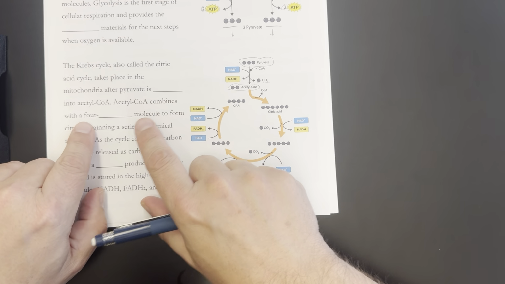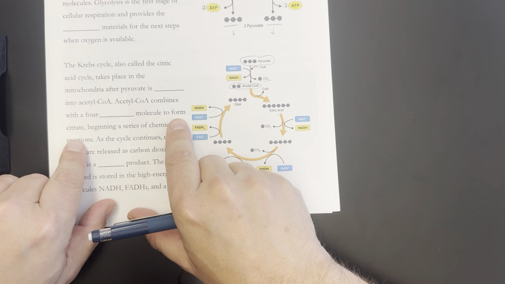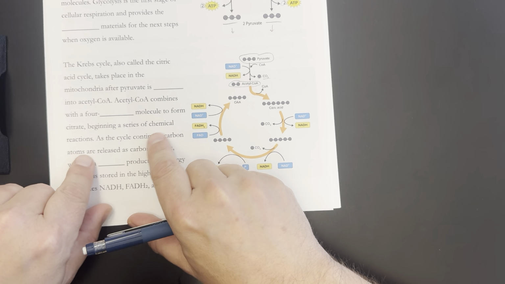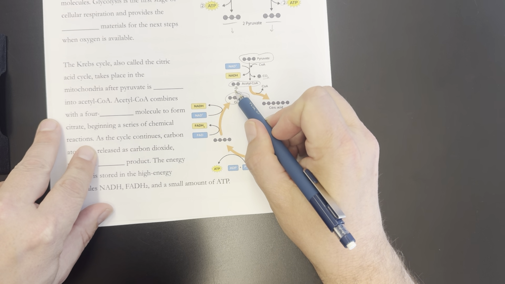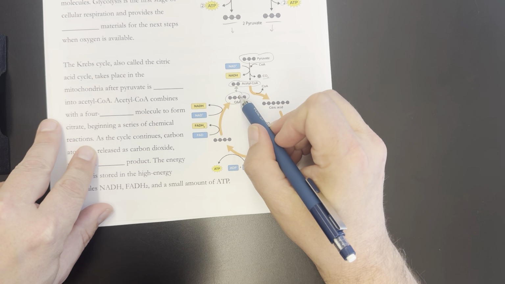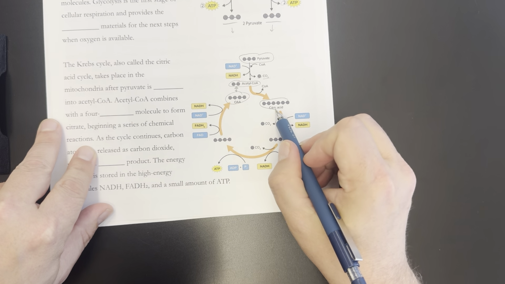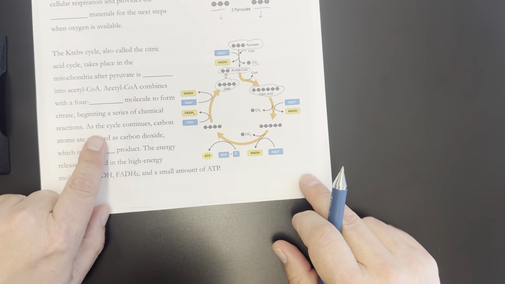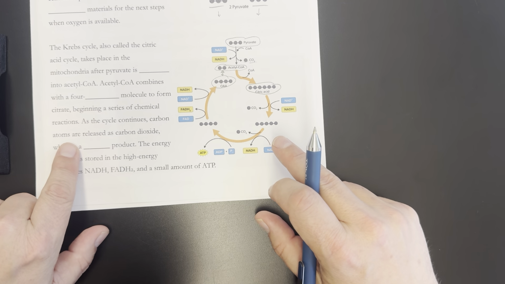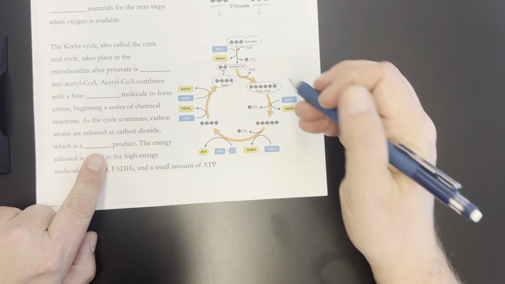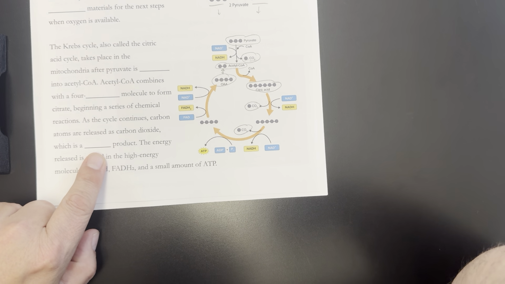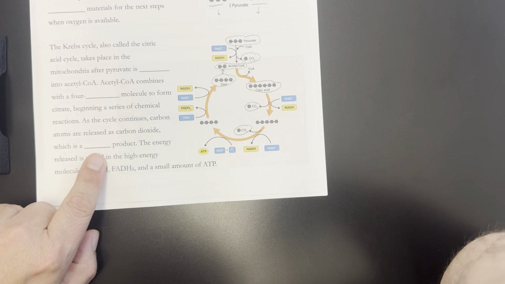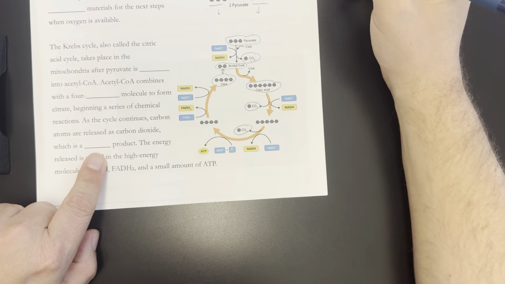The acetyl-CoA combines with a 4-carbon molecule to form citrate, beginning a series of chemical reactions. So you see this one is going to combine together. So 1, 2, 3, 4, 5, 6 over here. As the cycle continues, carbon atoms are released as carbon dioxide, which is a waste product. You see that here, here, and here. That's the carbon dioxide that we breathe out in our breath. That's where that carbon dioxide comes from, this waste product of this process.